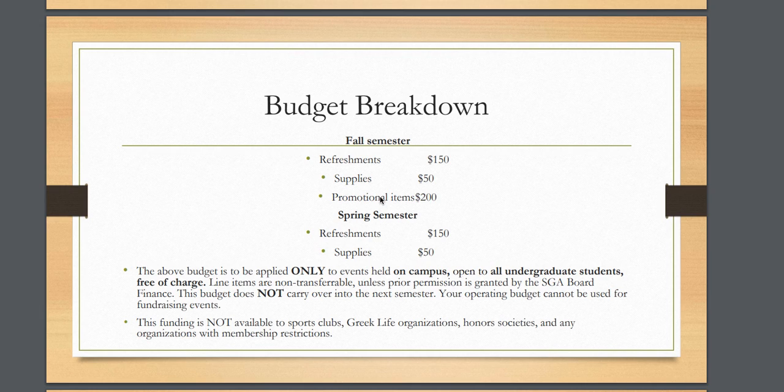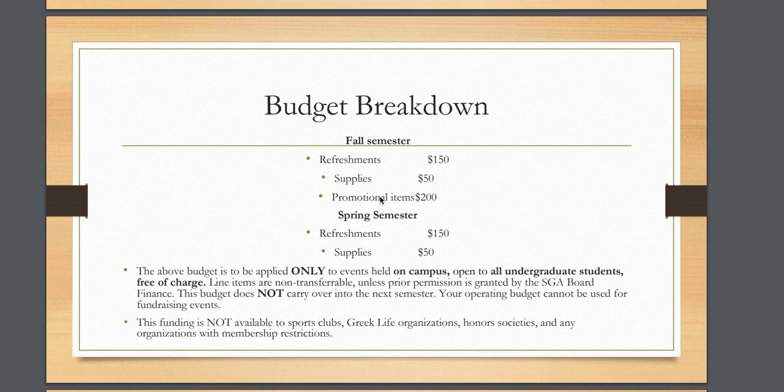This particular budget is called the SGA operating budget. You get $400 in the fall and $200 in the spring. The $400 for the fall is broken into $150 for refreshments, $50 for supplies, and $200 for promotional items. For the spring, you get $150 in refreshments and $50 for supplies.